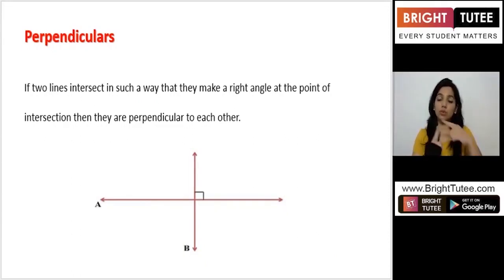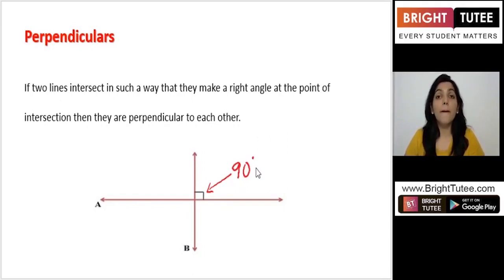So if you see two lines, they're crossing each other at one point, right? At one point we see these two lines crossing. This point where they meet is called the point of intersection. If at this point you see a 90-degree angle, so this small box, this square, shows a 90-degree angle, then we say that these two lines are perpendicular to each other. Okay, so the lines are perpendicular.